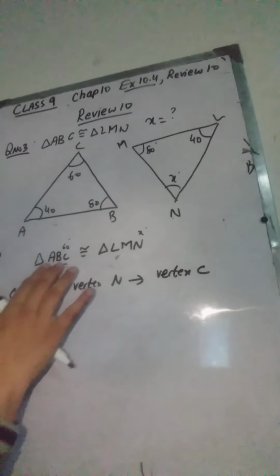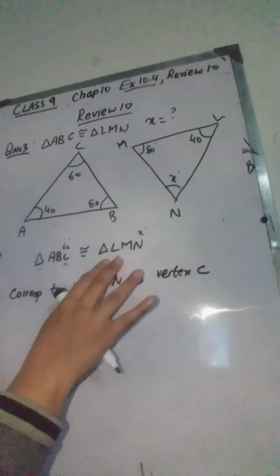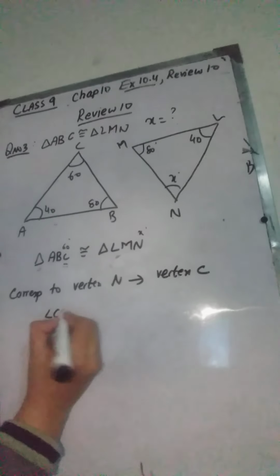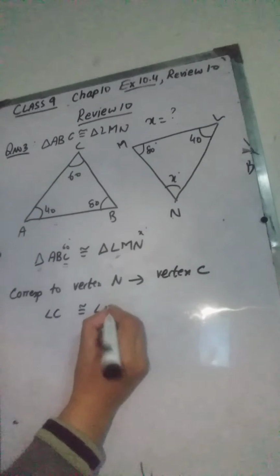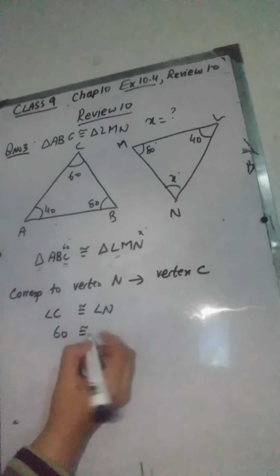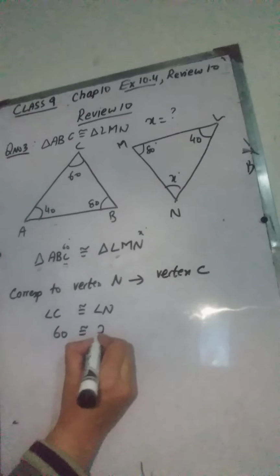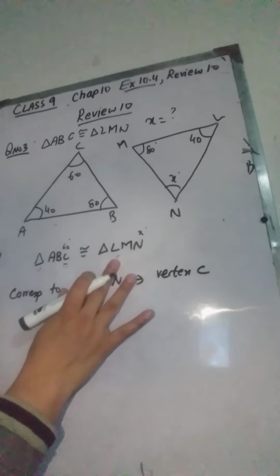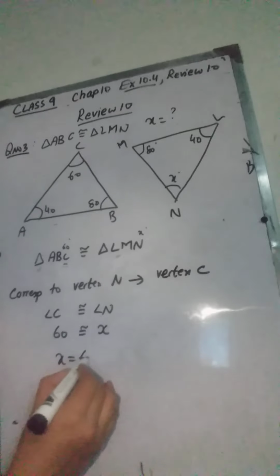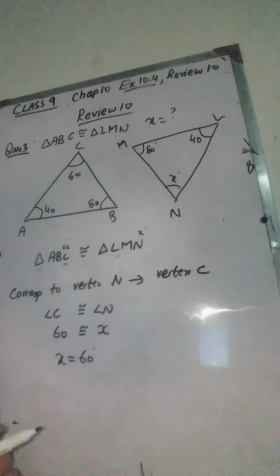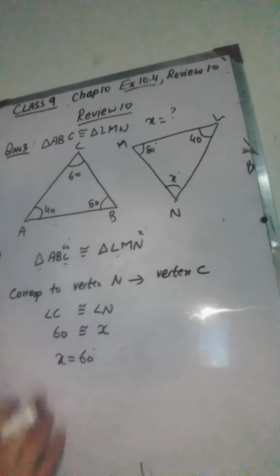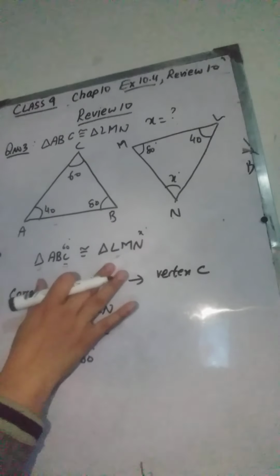Whenever two triangles are congruent, their corresponding angles are also congruent. So corresponding to angle C, here we have angle N. At the vertex C we have 60 degrees, and at the vertex N we have the angle x. So from the congruency which they have given to us, we can say that angle C is congruent to angle N, which will help us in finding the value of x. Because these are corresponding angles of two congruent triangles, they will be congruent to one another.